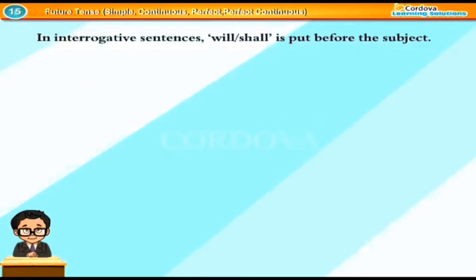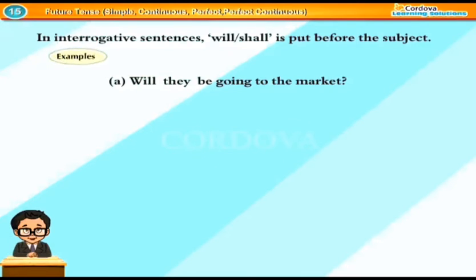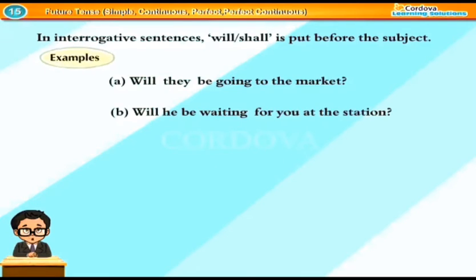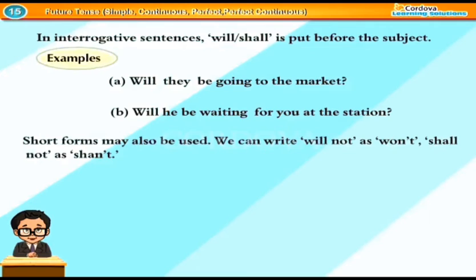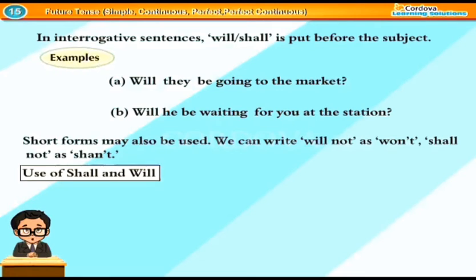In interrogative sentences, will, shall is put before the subject. Examples. Will they be going to the market? Will he be waiting for you at the station? Short forms may also be used. We can write will not as won't, shall not as shan't.